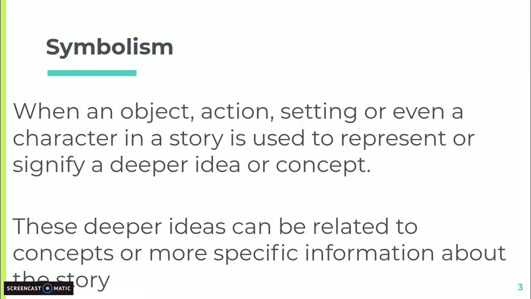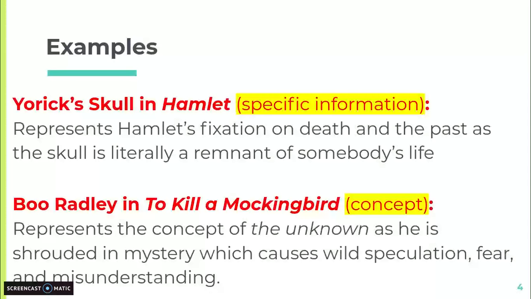Symbolism. So symbolism is when an object, an action, a setting, or even an individual character in a story is used to represent or signify a deeper idea or concept. Okay, that object, action, setting, or character represents information, insight, or a deeper conceptual idea. Now, these deeper ideas can be related to concepts or more specific information about the story, as I just mentioned. What am I talking about when I say that? Well, let's look at these two different examples here.